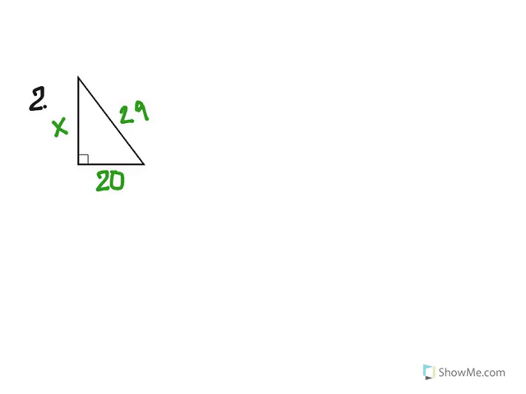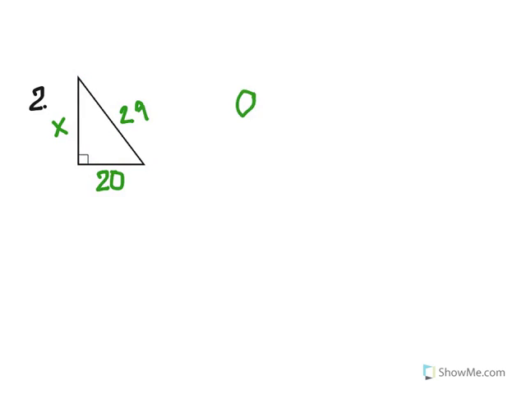Okay, number 2. One of our legs is 20. Our hypotenuse is 29. And then we want to solve for x, the missing leg of our right triangle. Again, the long slanted side is called the hypotenuse. And then this is a leg, and this is a leg. So if you hear me use those terms, that's what it means.